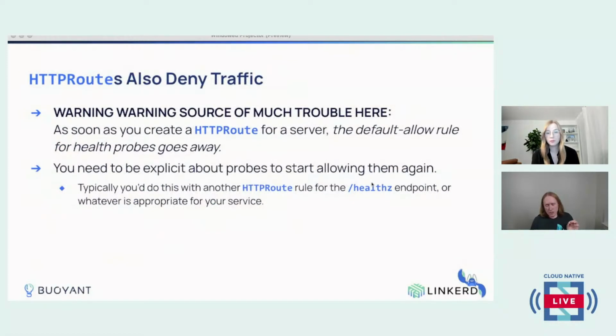Again, much like servers, the moment you create an HTTP route, then the default changes to be denying. And in particular, that means that when you create an HTTP route for a server, the magic default rule that allows health probes to work will go away. And so you'll need to be explicit about allowing the probes to start up again. Typically, you just do this by adding another HTTP route rule for the health check endpoint or whatever you need for your service to do for health checking. So it's not a difficult thing to fix, but it is a thing that you have to think about.